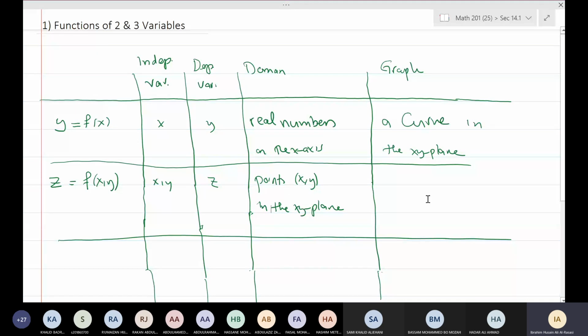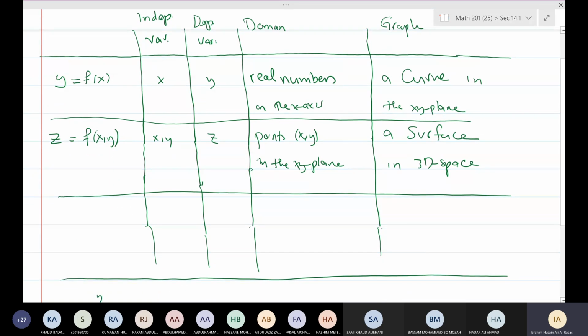What is the graph of a function of two variables? In general, it is a surface in a 3D space. Now, what is the shape of this general graph? You pay attention. You have an x value, a y value, and a z value. The domain is x and y in the XY plane. The range will be the dependent variable z.